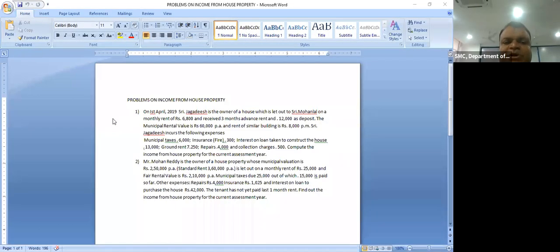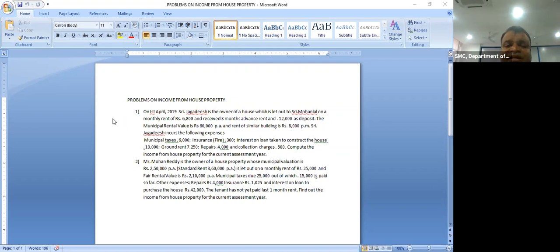So here the first problem says that on 1st April 2019, Mr. Jagdish is the owner of the house, which he let out to Sri Mohan Lal on a monthly rent of 6,800 and received 3 months advance rent and 12,000 as caution deposit or security deposit. The municipal rental value is 60,000 per annum. Rent of similar building is 8,000 per month.